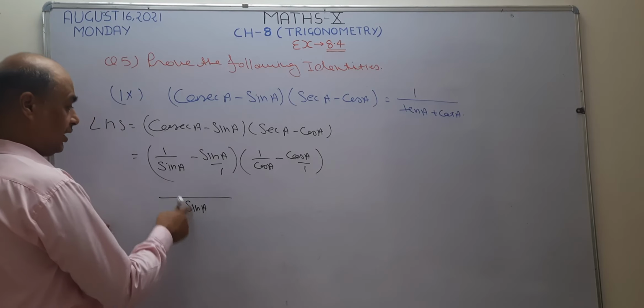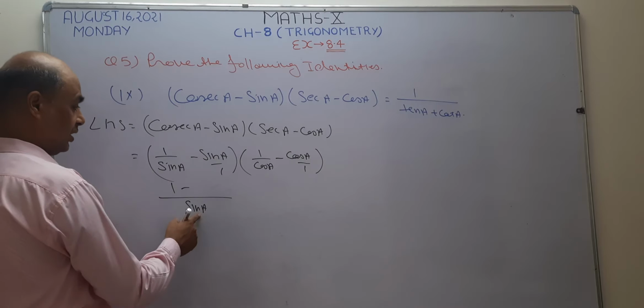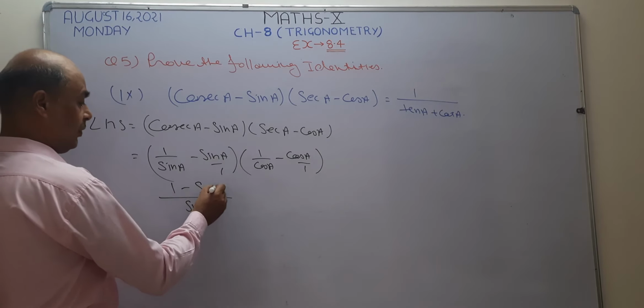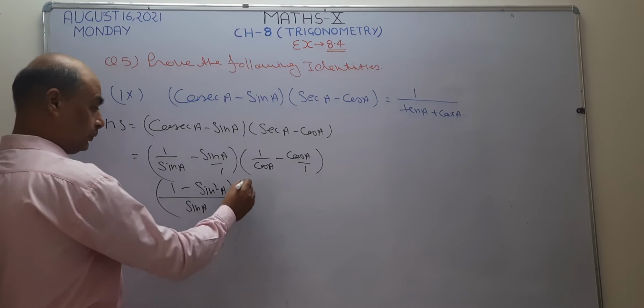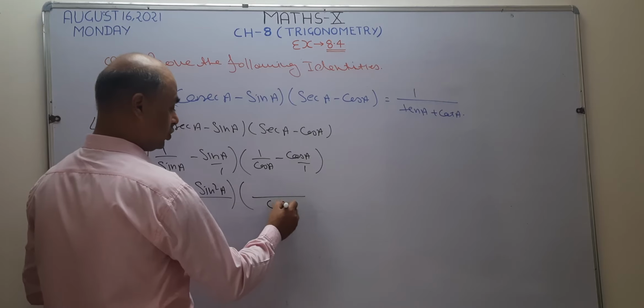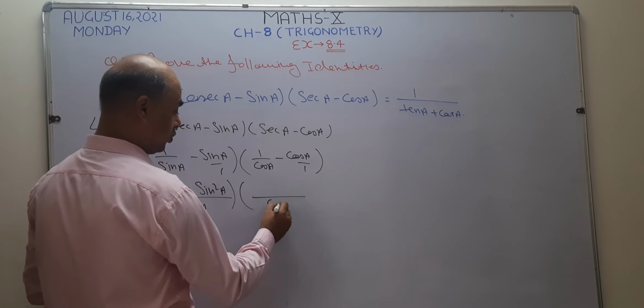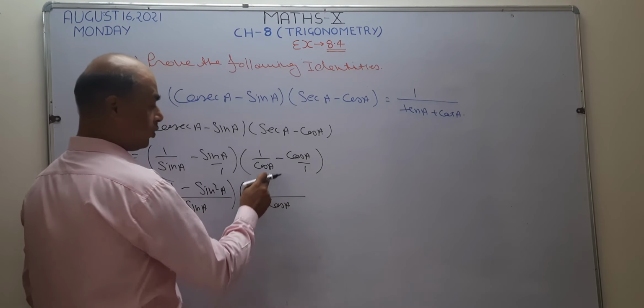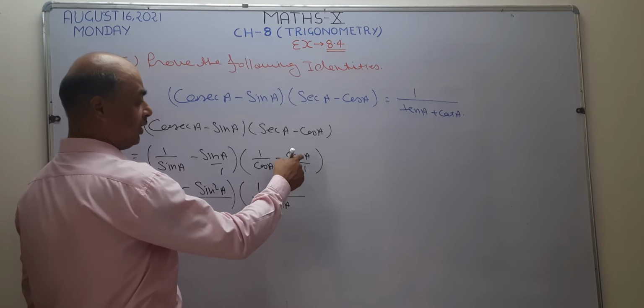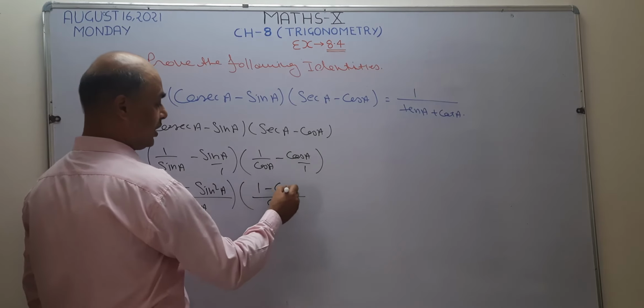Sin A is cancelled with sin A. What is left? 1 minus sin is there, 1 is there. That means this sin A is going to multiply this side. So sin into sin becomes sin square A. Same, LCM of cos A and 1 is cos A. Right here cos A. Cos A is going to cancel cos. What is left? 1. It means this cos is going to multiply this cos. So this becomes cos square A.